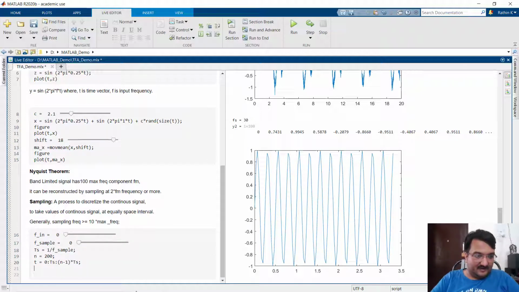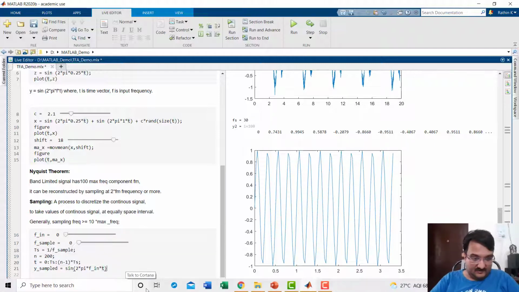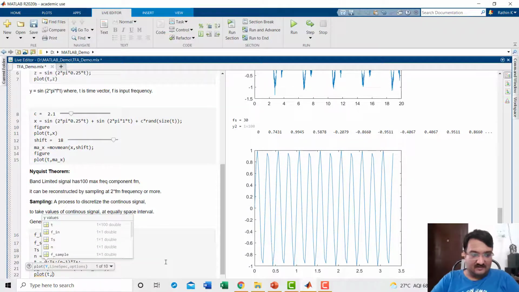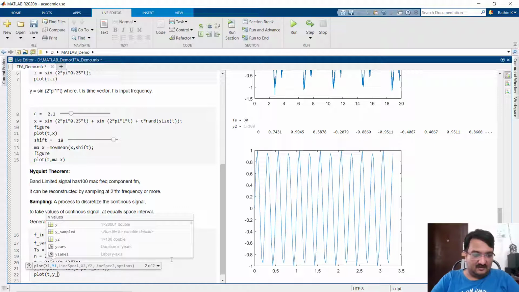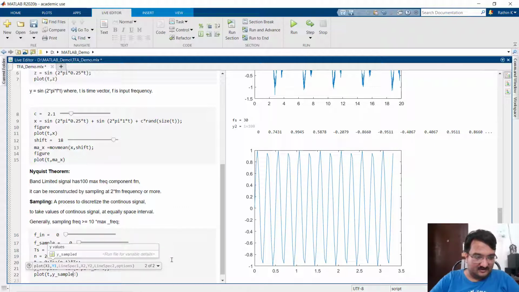Oops, yeah. And finally the signal. It will be your sampled signal, sampled at Fs frequency. I'll just name it as y sampled, right? y sampled is equal to sine of 2 into pi into f, the input frequency, into your time vector. And finally we would like to plot it as well, with respect to the time variable, this y sampled.